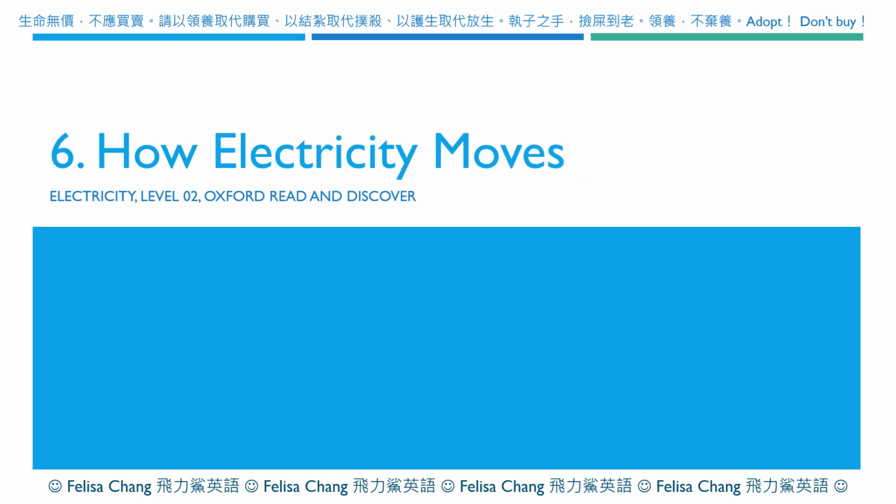Chapter 6. How electricity moves. Electricity moves through some materials. Electricity moves fast through metal. Metal wires take electricity from power stations to our homes. Electricity moves through water, too. Discover. Don't touch electric machines with wet hands. You can get an electric shock.